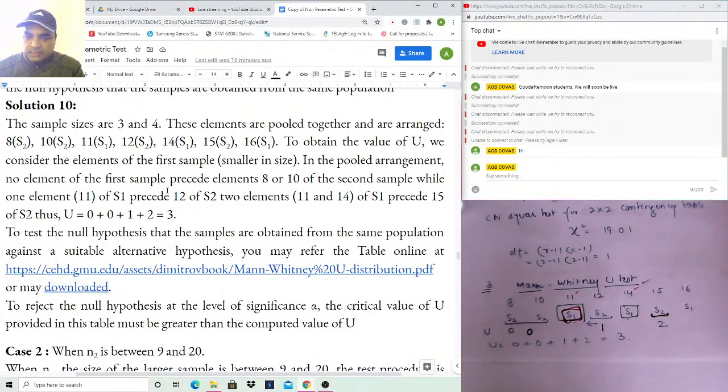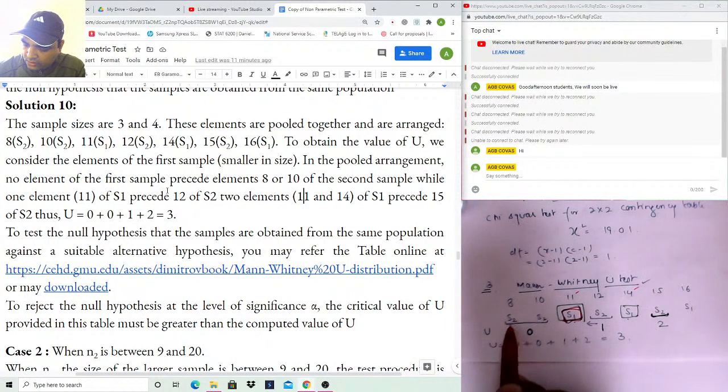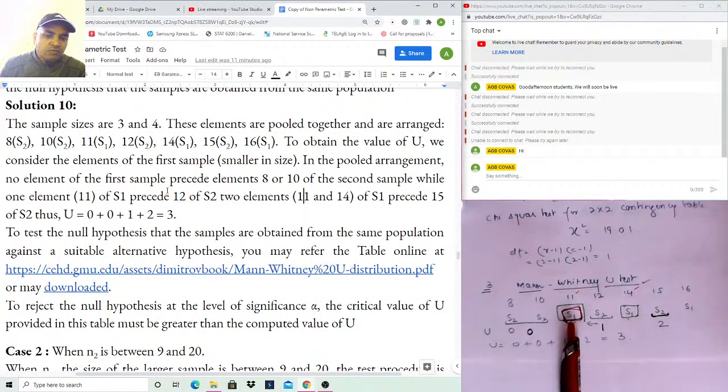So basically what I was telling is how to calculate this U. We have arranged the data, then look for the one which has the lesser number of observations, so it is S1. There is nothing before this S2, so it is 0, this S2 is 0, then for this S2 only one S1 is there, and for this S2 we have two S1s, so 2. So 0 plus 0 plus 1 plus 2 is equal to 3. So this is how we find it.